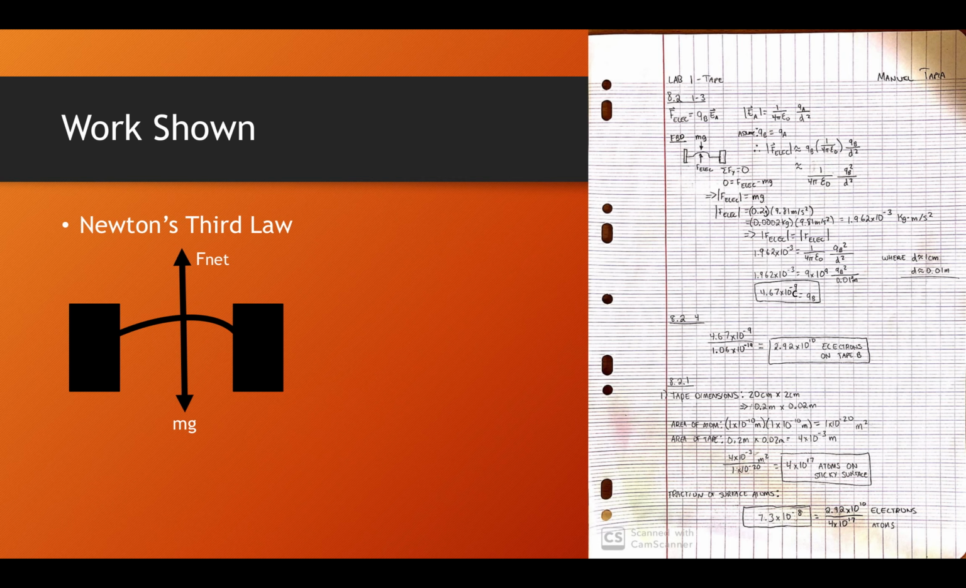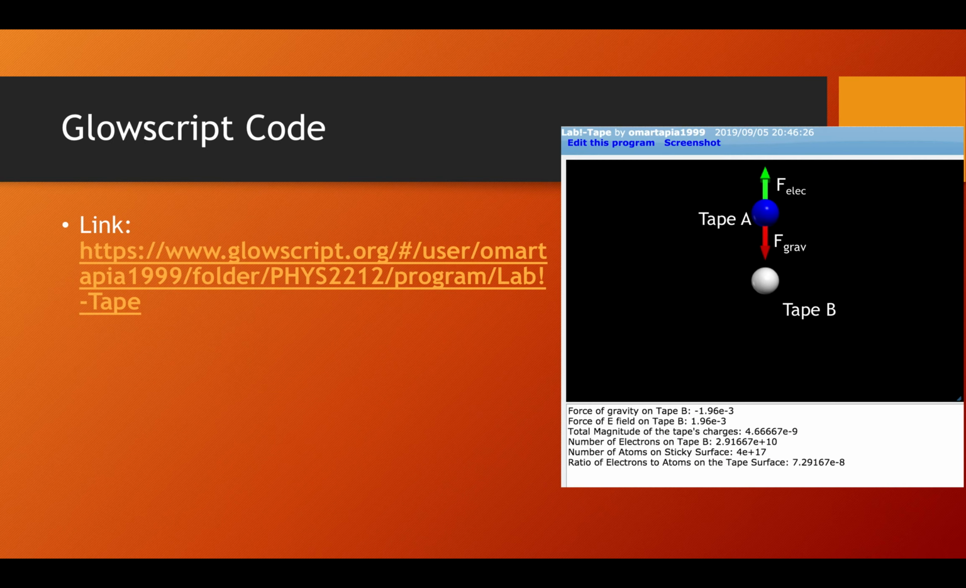And in the next part, we discover that there is a deficiency of electrons on the tape. Below are my calculations for the number of atoms and the ratio of electrons to atoms. And here is my code. Everything is printed out, and the bottom one is tape B and the top one is tape A, and the arrows show the two forces acting on tape A.